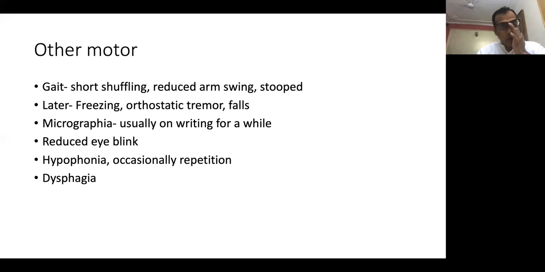Now, other motor phenomena are gait. You can see a person with Parkinson's walk, they have a short shuffling gait, arm swing is reduced, stoop, they have a face which is blank, there is no expression. They'll have freezing later on, they may have a tremor when they stand up, and very late in the disease they may start having falls. The handwriting bradykinesia manifests itself as micrographia, reduced eye blink, hypophonia and dysphagia.